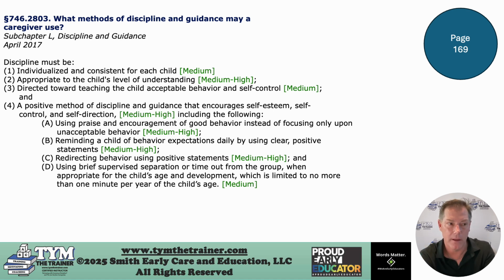So your discipline needs to be individualized and consistent. It must be appropriate for the level of understanding. We want to tell children what they can do, not what they can't do. All right, so lots of positive discipline techniques, praise and encouragement. All right, reminding them of the expectation. We use a lot of visuals in the schools that I work with, redirecting the children, these types of things.